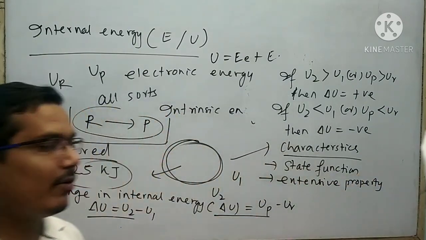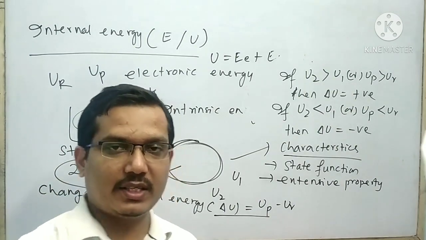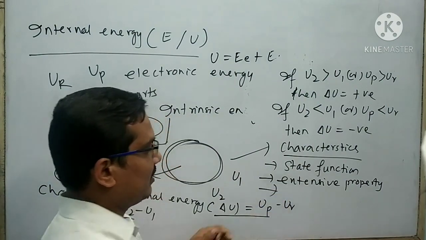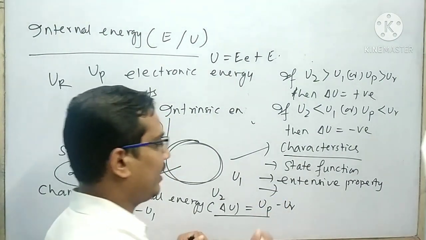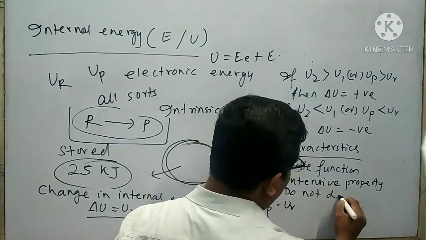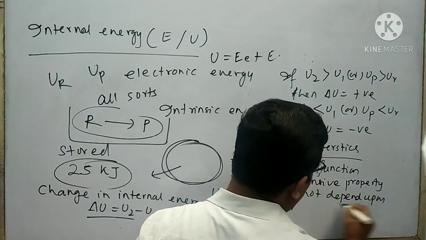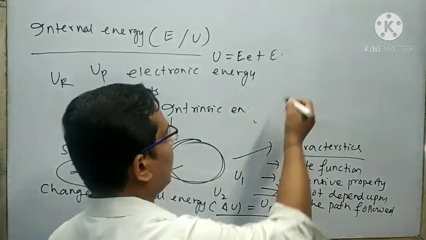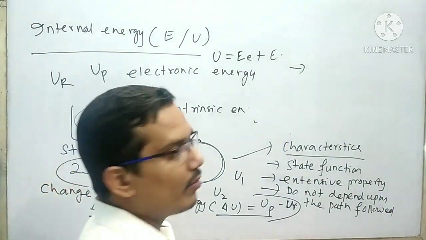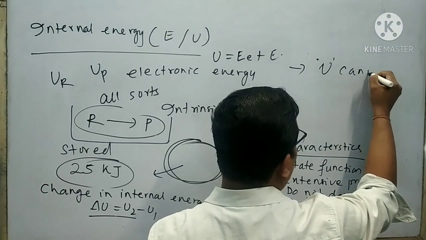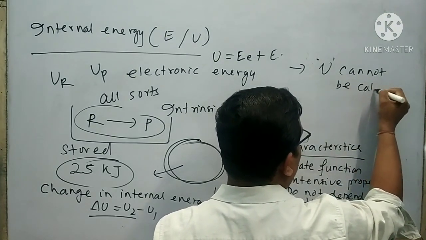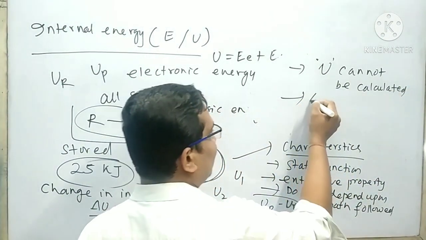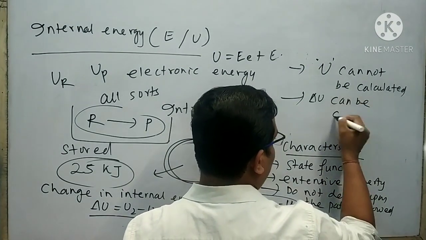That means the value of internal energy changes with the change of the amount of substance. Next point, since it is a state function, it does not depend upon the path followed. Next point, the absolute value of U cannot be calculated. Next point, the change in internal energy, del U, can be calculated.